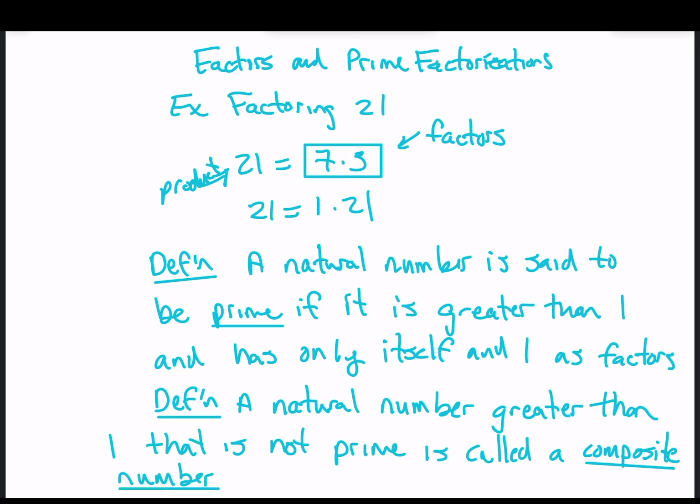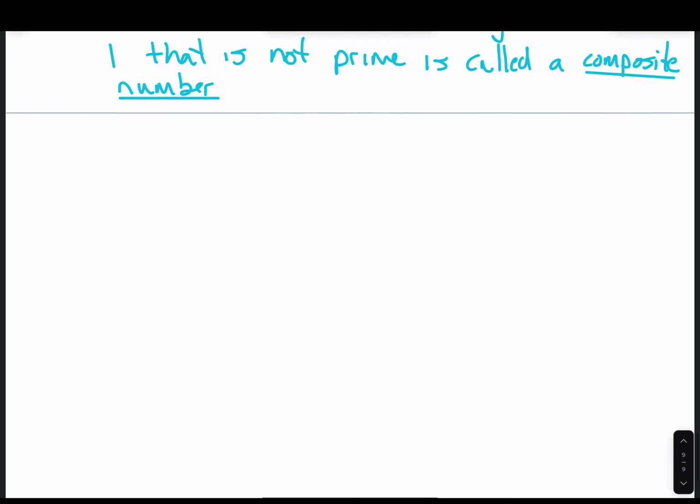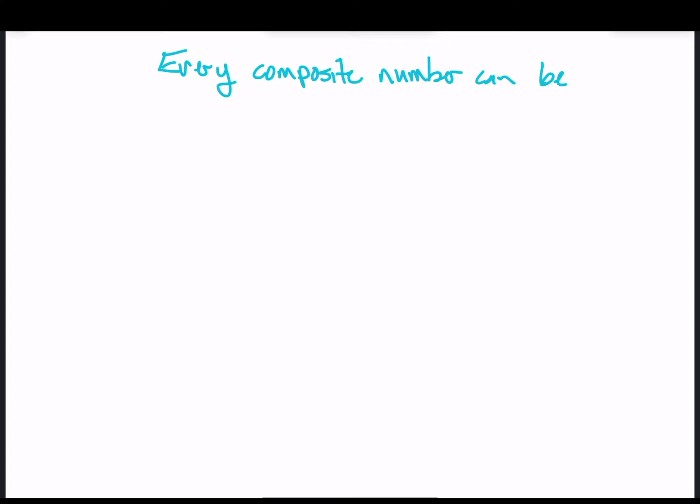So 21 would be considered a composite number. Okay, let's move on and do some more. Every composite number can be written as the product of prime numbers.